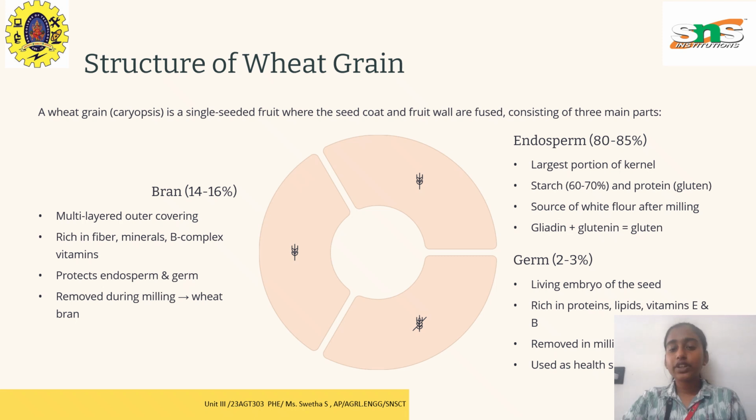And also we have the endosperm. It is the largest part of the kernel. It has starch and protein. It is the source of white flour after milling. It has gluten. Gluten is a combination of gliadin and glutenin. And the germ is the living embryo of the seed. It helps in germination. It is rich in protein, lipids and vitamins.